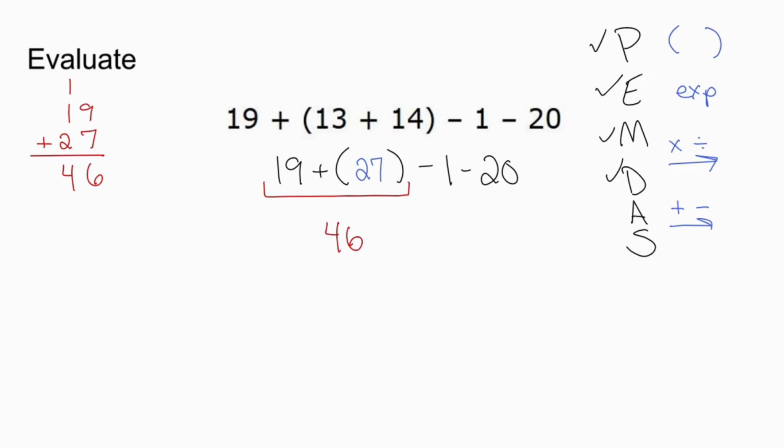Then we drop down the numbers we didn't do. Minus 1, minus 20. Now we still go left to right. So 46 minus 1 is 45. Drop down the minus 20. 45 minus 20 is 25. And that's going to be our answer.